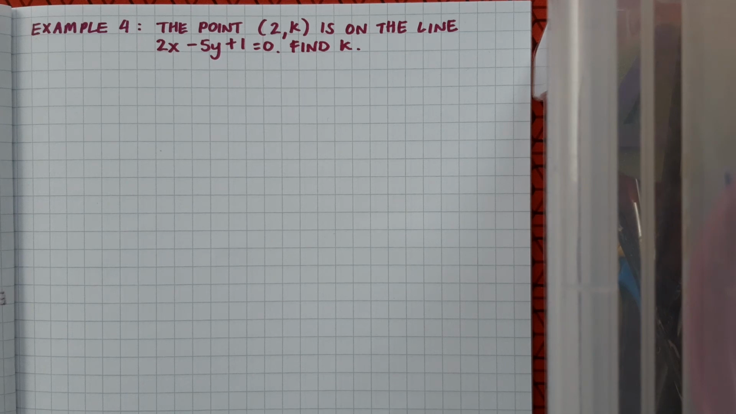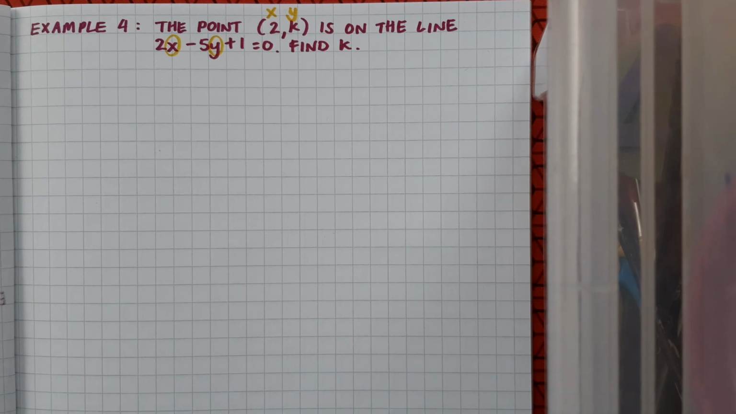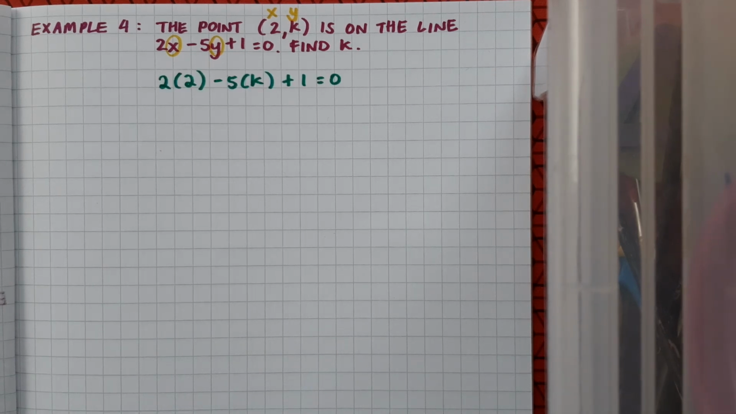So to find k in this case, what I can do is, again, I can just call my point x and y, and again, just substitute the point into the equation. So in this case, I'd have 2 times 2 minus 5 times k plus 1 equals 0. And then again, it's just a question of figuring out the value of k from your equation.